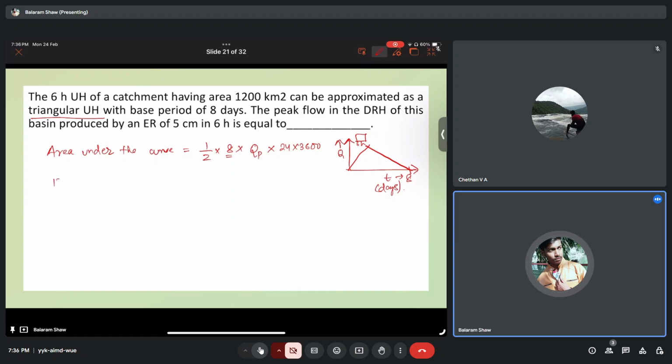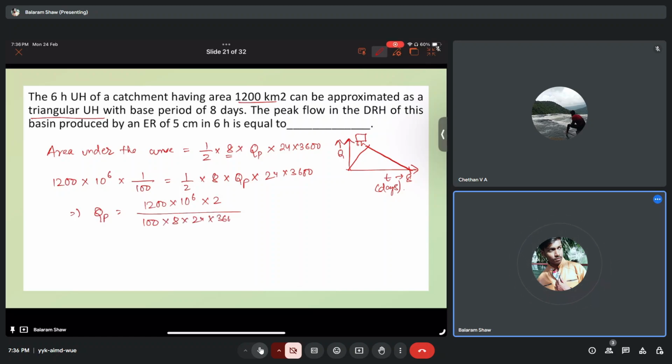So we can write it as 1200 is the total catchment area, 1200 kilometer square. So we'll change this to meter square. If you need it in centimeter, we'll just divide by 100. It will be half into 8 into QP into 24 into 3600. Just calculate how much you are getting for QP. I'll also calculate. We'll write it as 1200 into 10^6 into 1 over 100 equals half into 8 into QP into 24 into 3600.